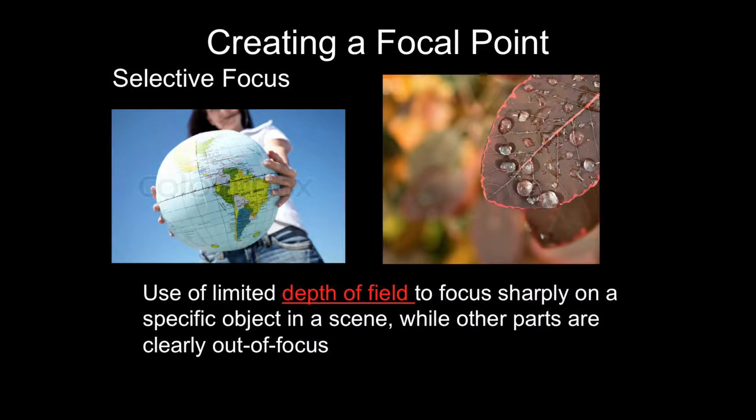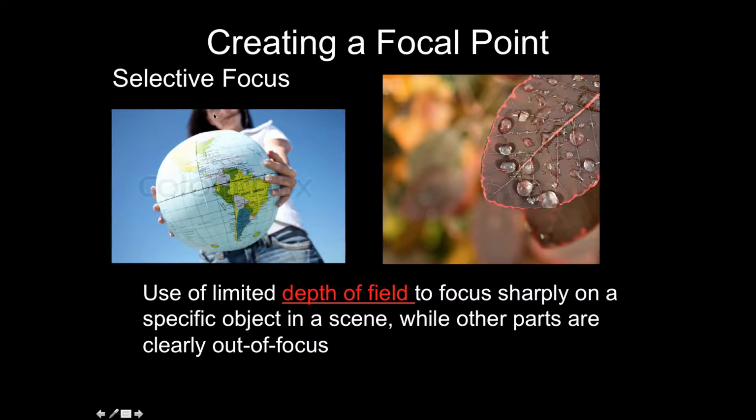Okay, next one is selective focus. I would say kids probably like this one the most because they say it really makes their pictures look professional. It's when you use a limited depth of field. By limited, I really mean shallow depth of field to focus sharply on a specific object in a scene, while other parts are clearly out of focus. So here the leaf is a great example. It's sharp and the background is not just a little out of focus, it's very out of focus.